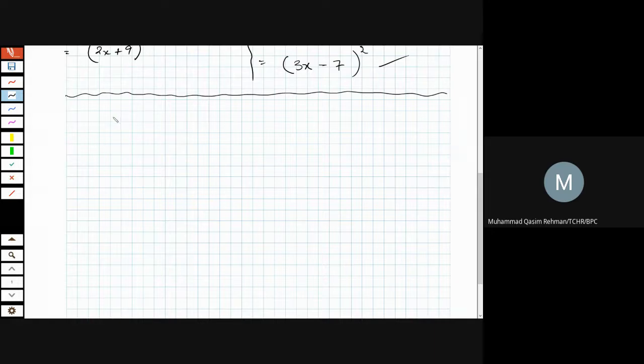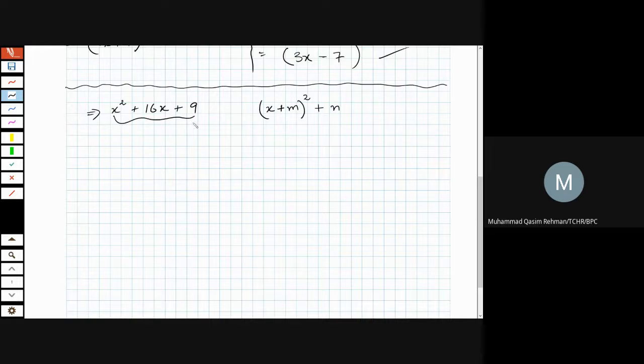For example, x squared plus 16x plus 9. Now, this is a question here. The examiner wants you to rewrite this as (x plus m) whole squared plus n. Basically, the examiner wants you to transform the given expression into this format.